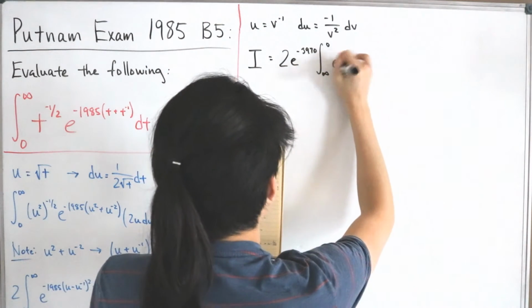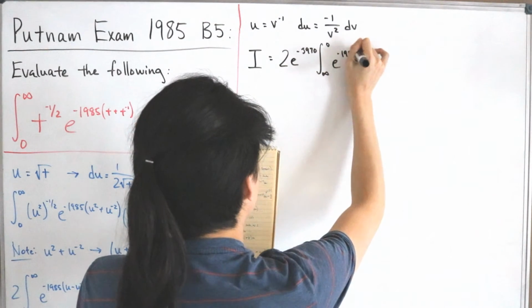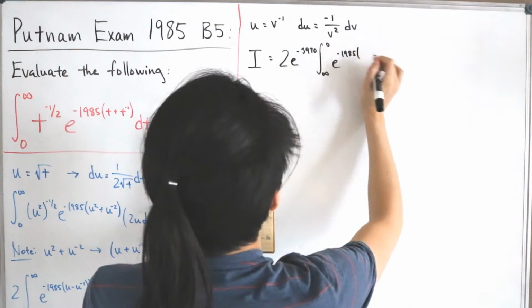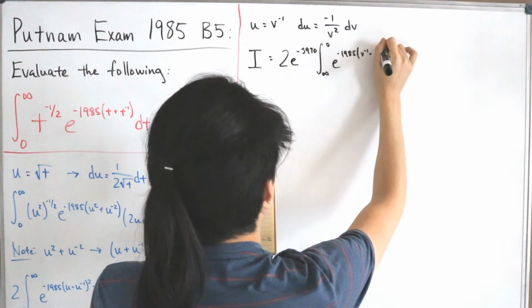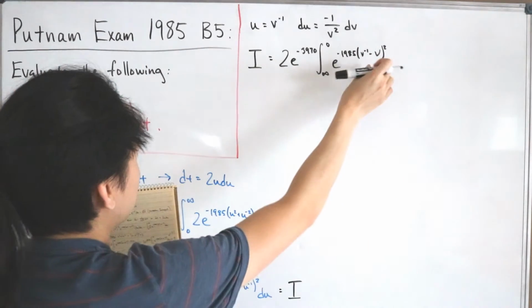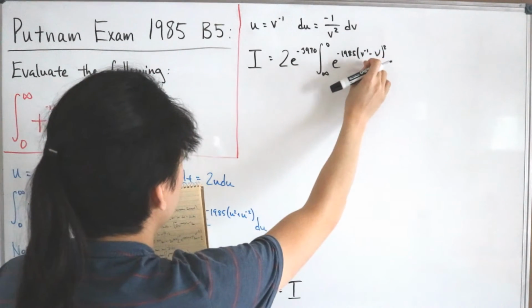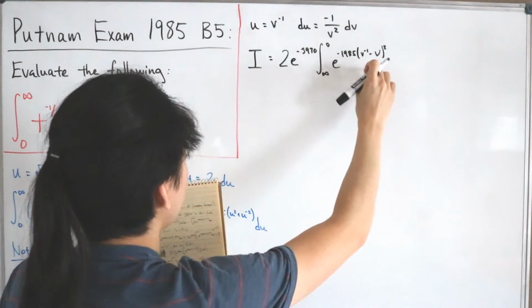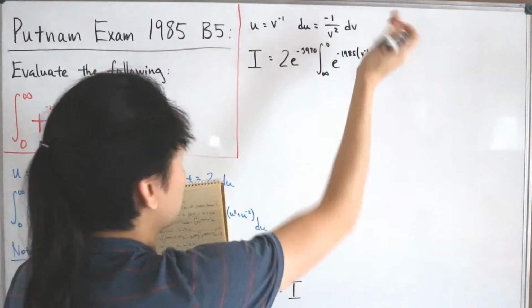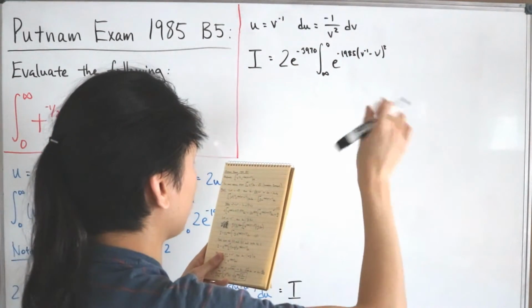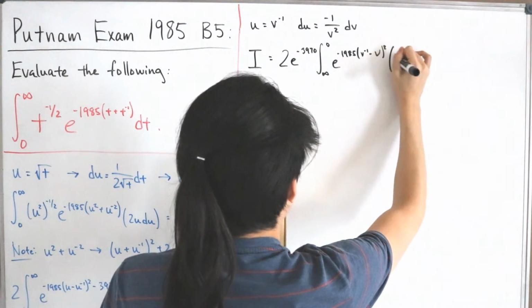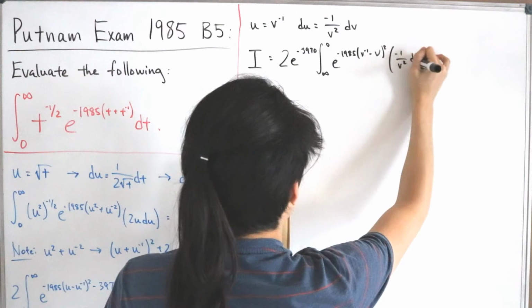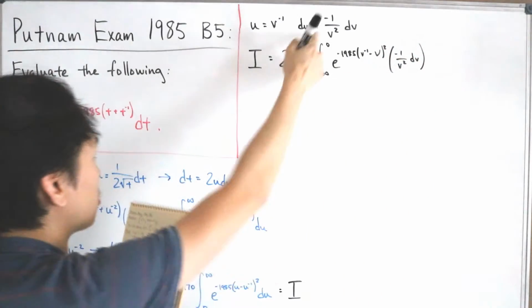So that means I have e, then -1985, and we replace this with v to the -1, and then minus v square. Interestingly, you don't have to worry about the order because you can write this as v minus v inverse, then square, since the exponent is even, so it doesn't matter how it's commuted, it's still going to get the same value. Then we have -1 divided by v squared dv, putting in that new differential for du.